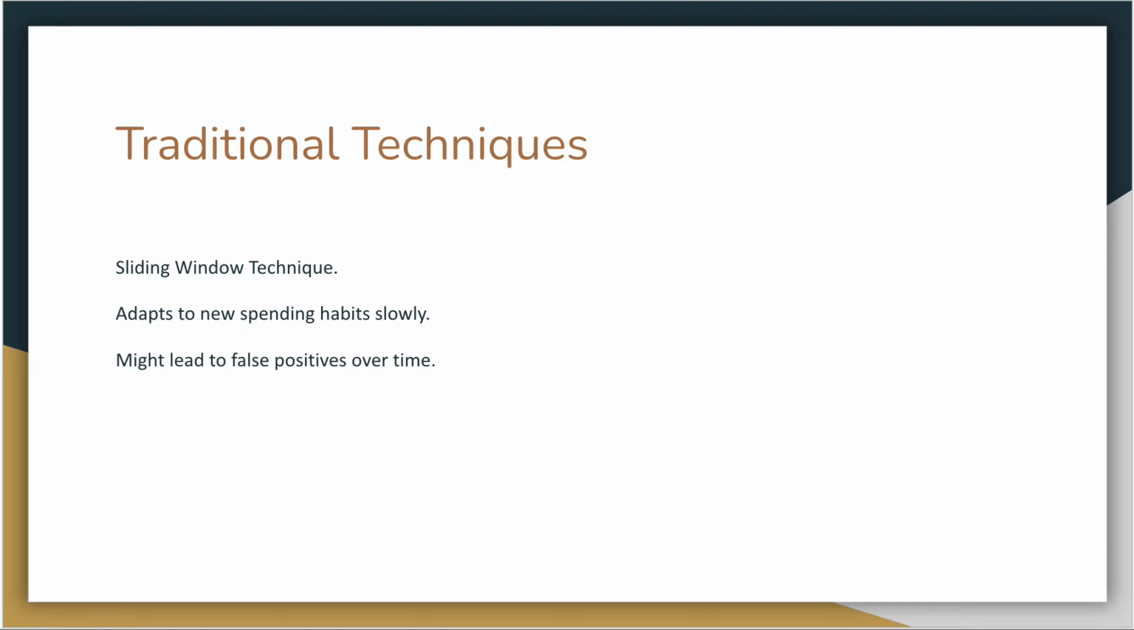Some traditional techniques involve using a sliding window technique, which looks at the current data of the user and then adjusts based on new data, replacing it over time. The main issue with this, though, is that it adapts very slowly to new spending habits. For example, if a user has a weekend of exorbitant spending and then it goes to be more exorbitant, the first few times will lead to a lot of false positives, which might not be very nice for the consumer or the customer.